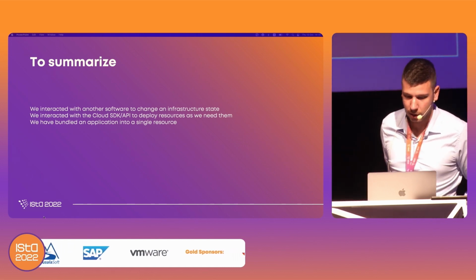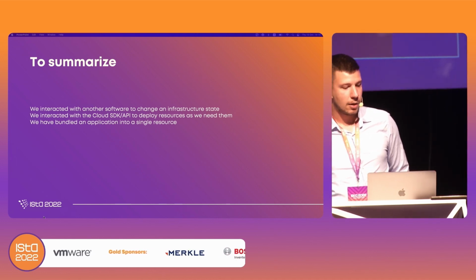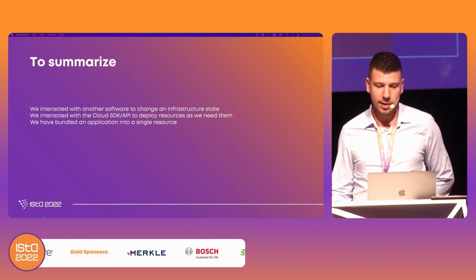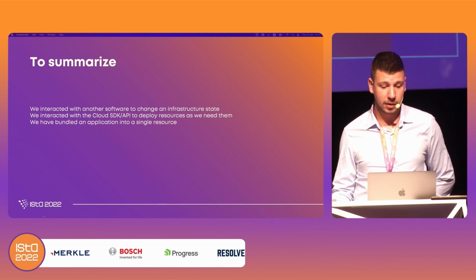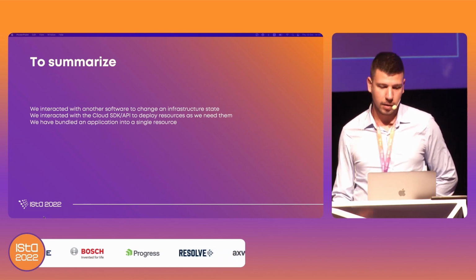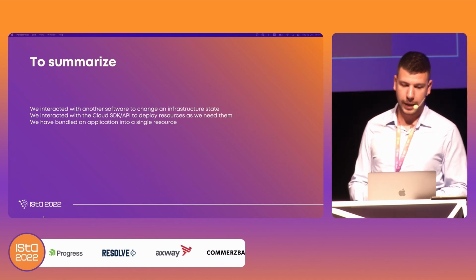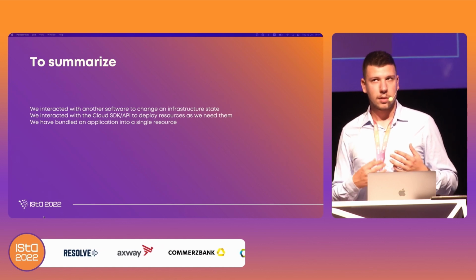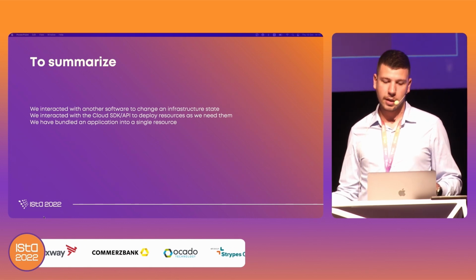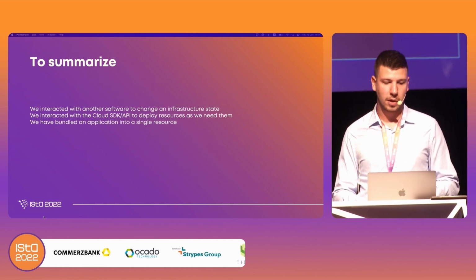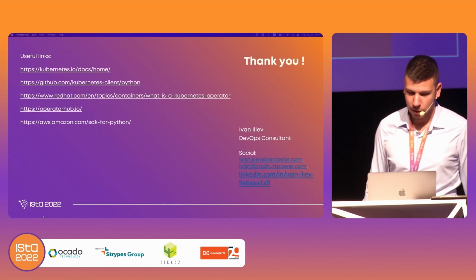So to summarize, we interacted with another software to change our infrastructure state. We have also interacted with the cloud provider SDK or API to deploy resources as we need them. And we also have bundled our application into a single resource. And our operator should ideally know how to manage this single resource or instance of our application in such behavior that it knows that we can have multiple ones. It means that we can deploy different instances for different customers with completely different options, and it should know what is going on.